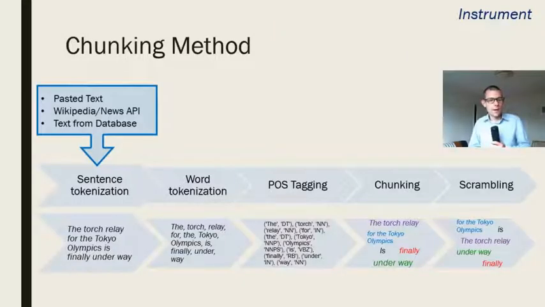The flow of the app essentially works this way. Text is imported, it is tokenized into sentences and then words, and then tagged with parts of speech. Then the algorithm and the regular expression match these tokens to chunk them, and then the chunks are scrambled and possibly combined depending on the settings that are specified by the user.